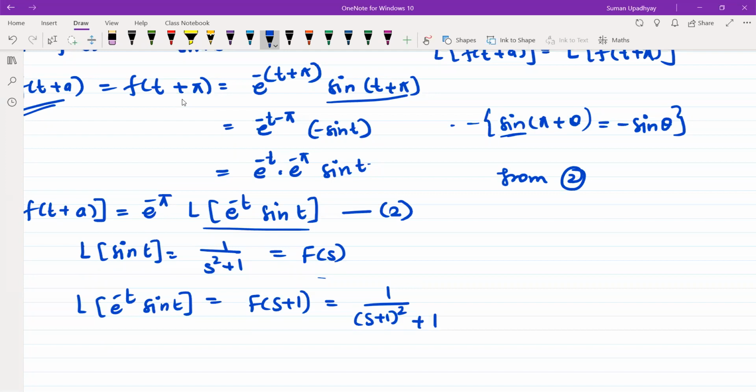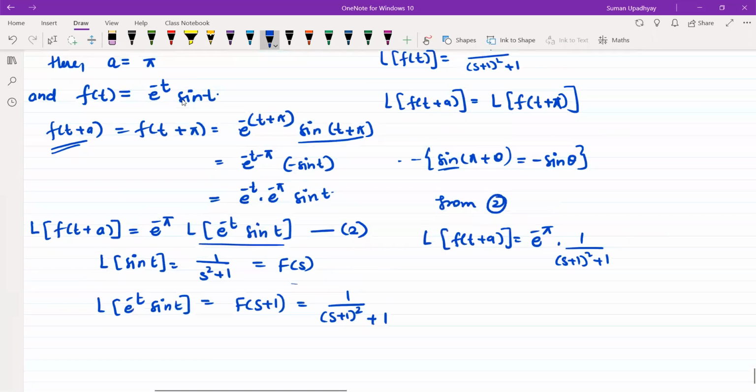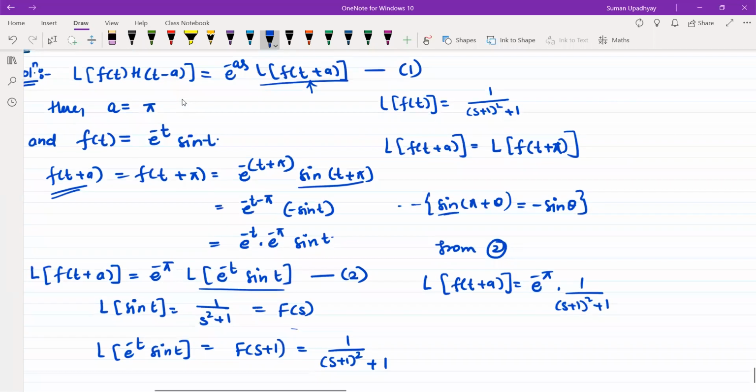So from 2, Laplace of f of t plus a, I got it as e raised to minus pi into 1 upon (s plus 1) the whole square plus 1. Is this going to be our final answer, or do I have to substitute this value somewhere? Do I have to substitute? Yes, so I have to substitute in 1.